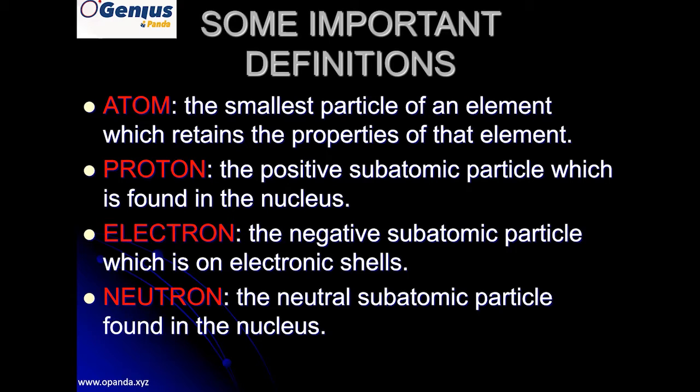Protons and electrons have opposite charges because a proton is positive and an electron is negative. That is the reason why in a given atom, if the number of protons is equal to the number of electrons, the atom will be neutral. To get the mass of an atom, which is located in the nucleus, we sum up the number of protons and neutrons, and then we get the mass.